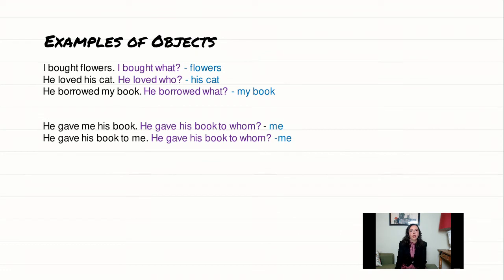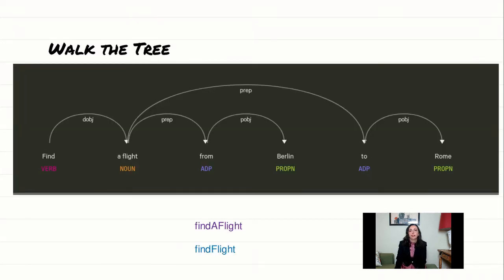An object can be direct or indirect. A direct object answers the questions whom, what, as opposed to indirect objects answering to whom, for whom, to what, for what. Here are examples for each group. Okay, now we can extract the verbs and their direct objects.